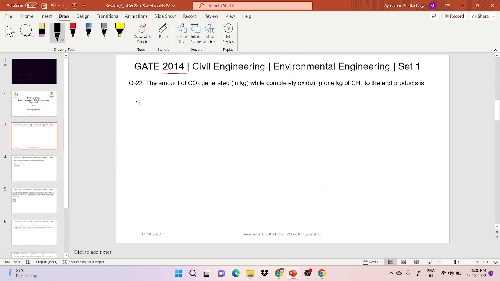Before solving this question, we should know the chemical equation for when CH4 is oxidized. CH4 with O2 will produce CO2 plus H2O. We have to balance this equation as well. Here C is 1, H is 4, so it will be 2H2O. Since O now totals 4, it will be 2O2. This is a major thing we should know before solving this question.